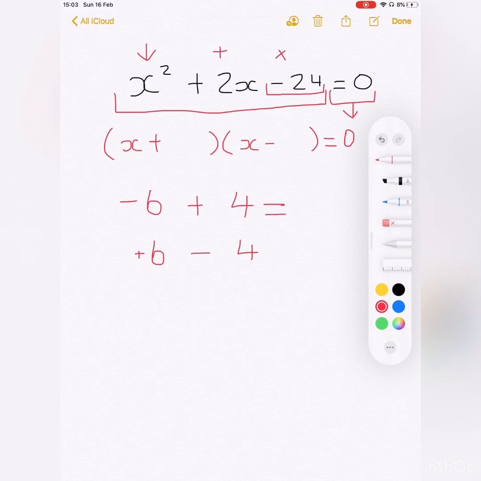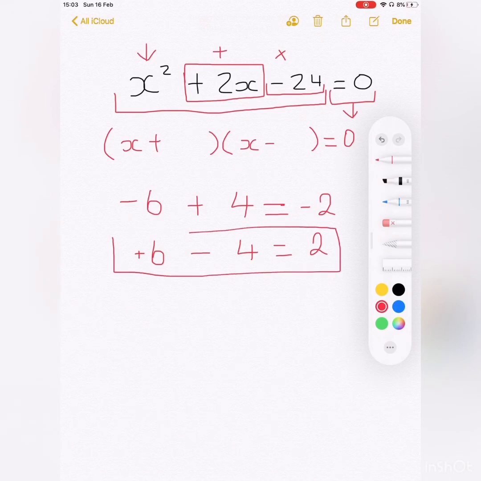So if we did minus 6 plus 4, we'd get minus 2. If we did positive 6 take away 4, we'd get 2. Therefore, we need to look back up here, and we actually need the positive 2. So it must be this combination, because the other combination gave us minus 2, which we don't want. So it must be plus 6 and minus 4.